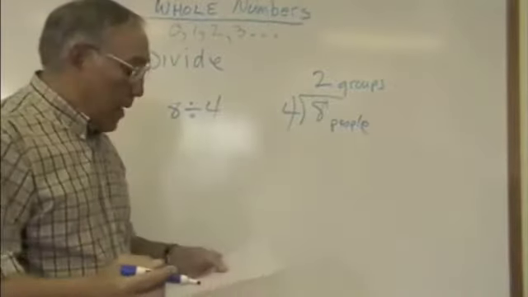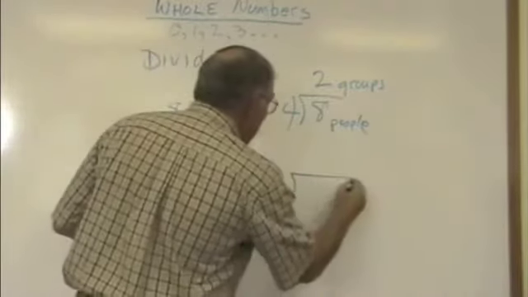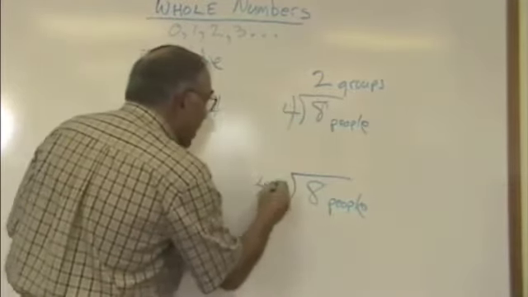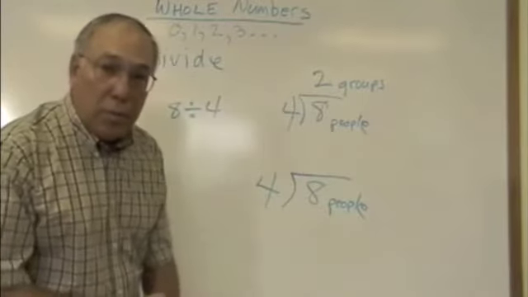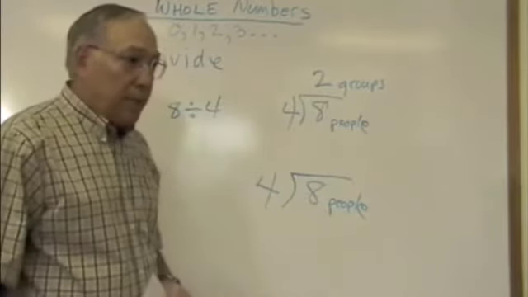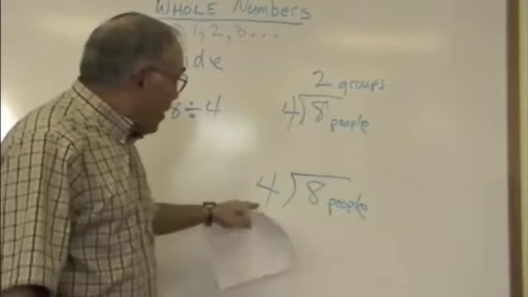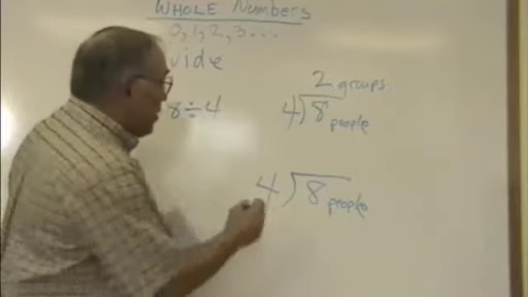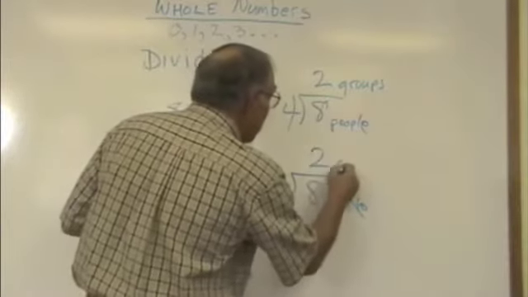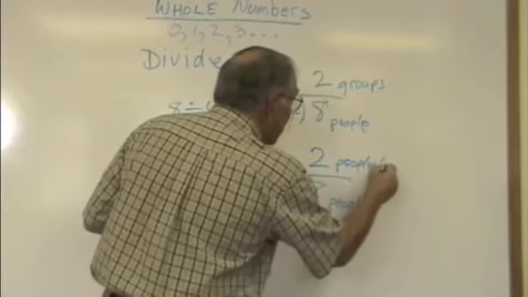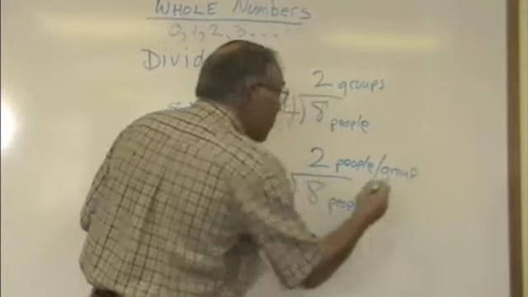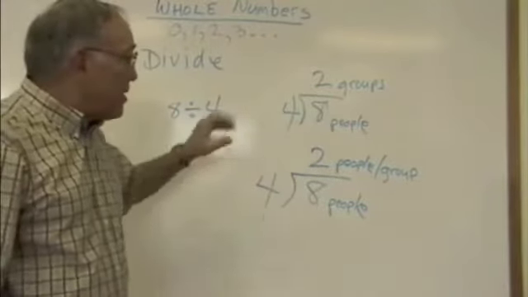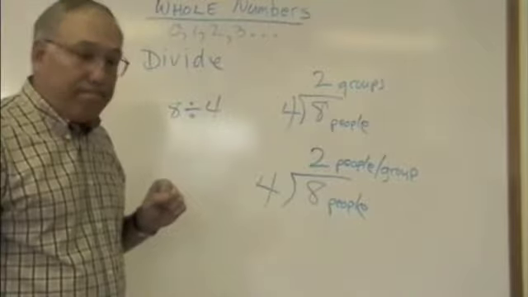Or we could look at it this way. We've got 8 people, and we want to break those 8 people into 4 equal groups so they can do an activity or something. If we want to divide them into 4 equal groups, how many people would there be in each group? Well, 4 goes into 8 twice, so 2 people per group. So it's the same division, but sometimes it means something a little bit different. But this is basically what we're doing when we're dividing.